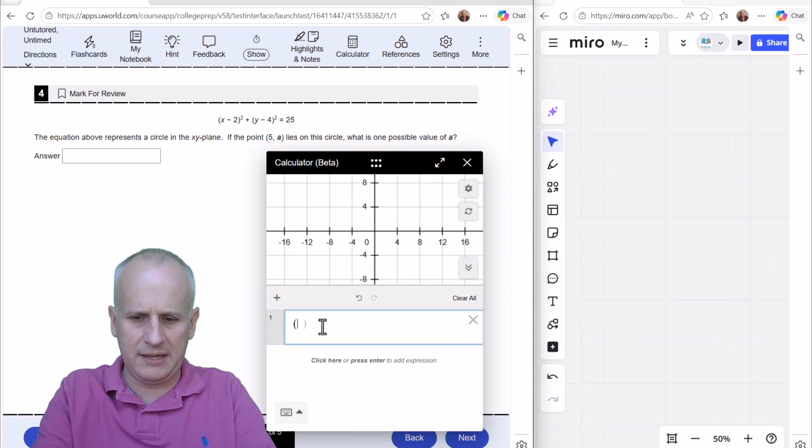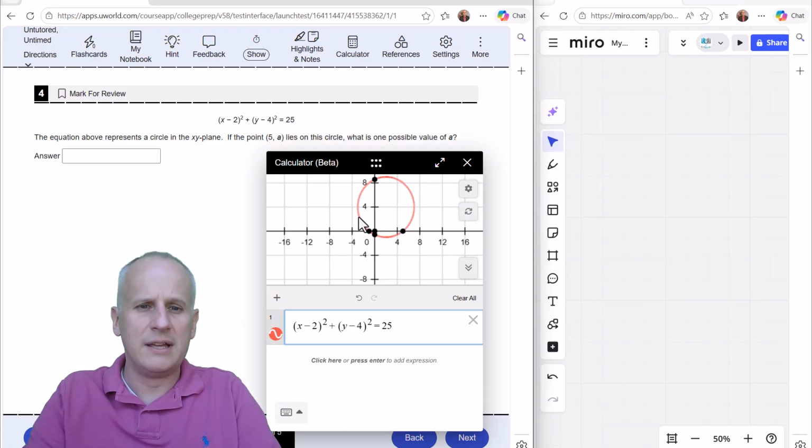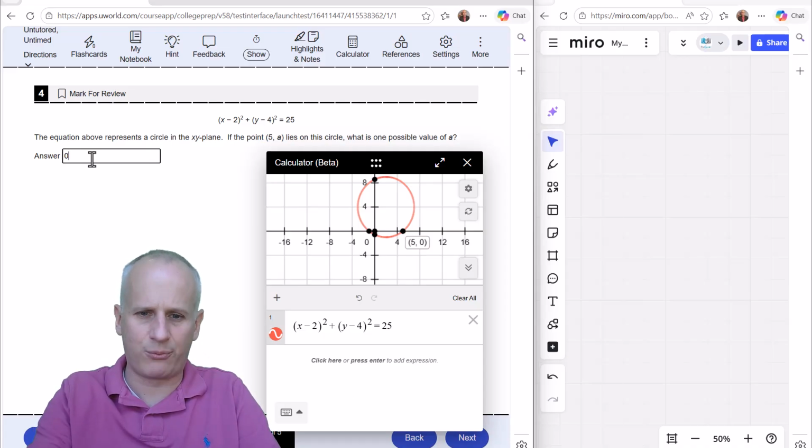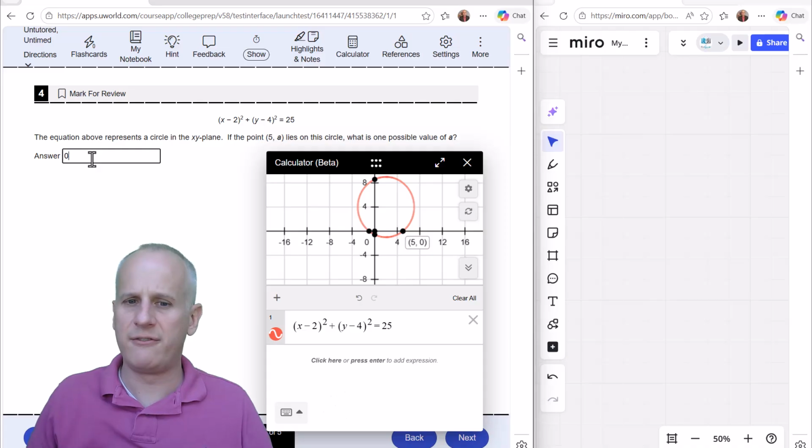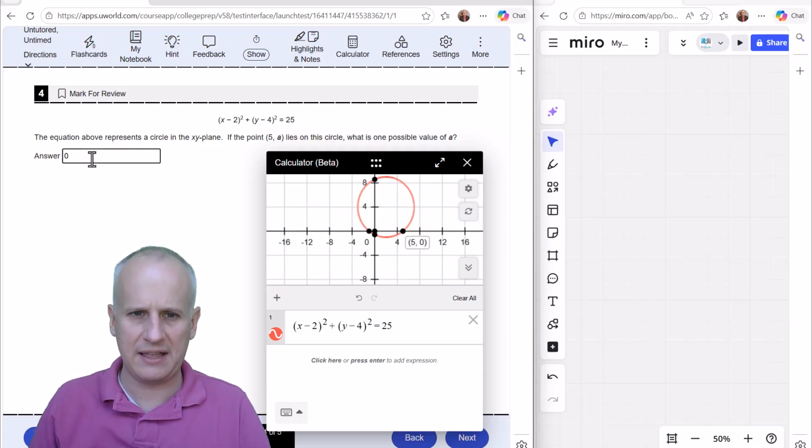But I could just plug in x minus 2, and then we'll do the little up caret to get squared, plus, whoops, I have to go back down there, plus my y minus 4, and that's going to be squared as well, and that is going to be equal to 25. Hey, there's my circle. And we're trying to find the point 5, so my x value 5, comma a. Well, we know that one possible value for a is 0, and it's right there in the interface. I don't need to do anything else.